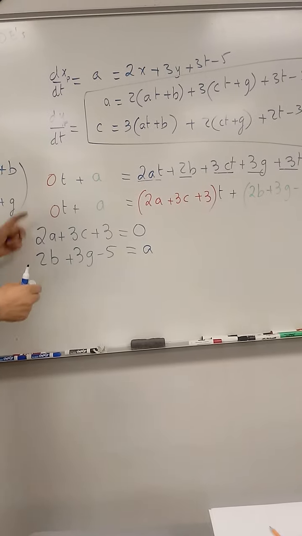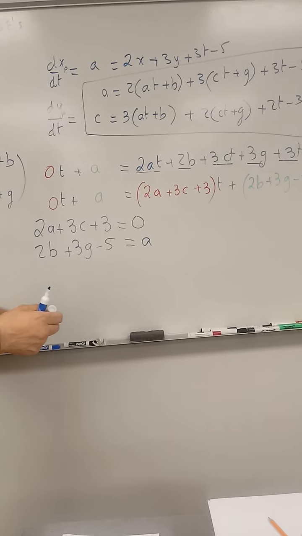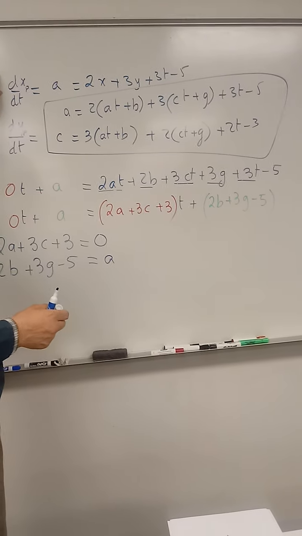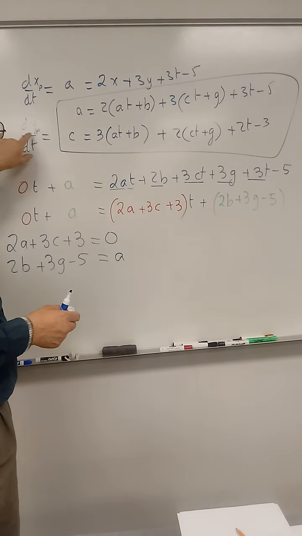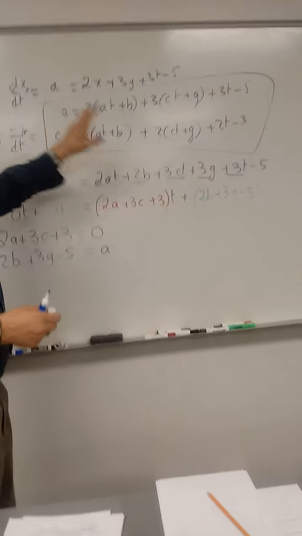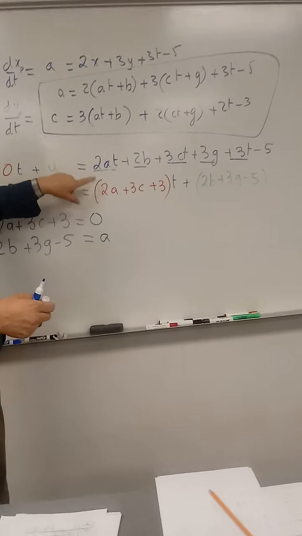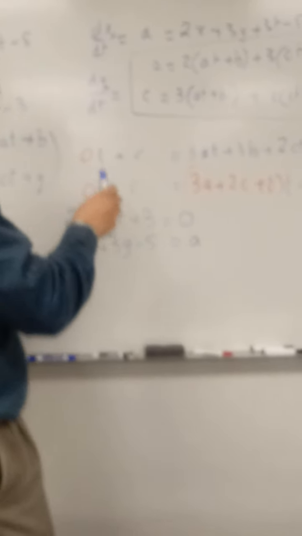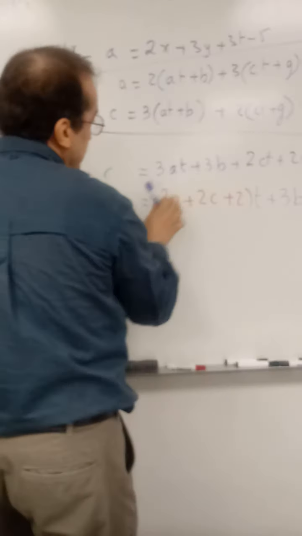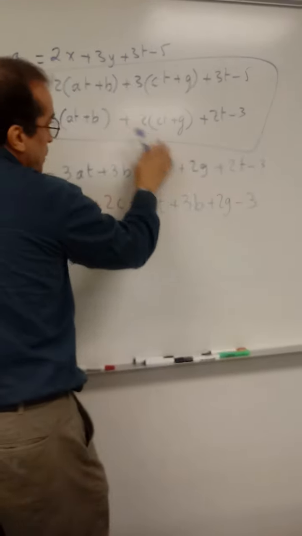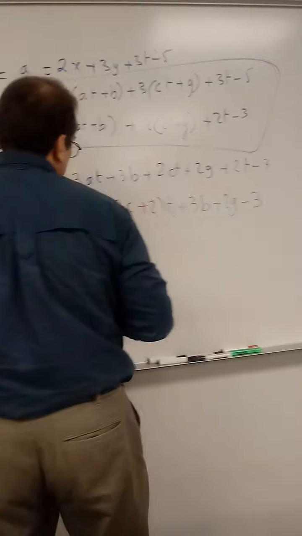So now I have two equations. I got both of those from the first equation, the dx/dt equation. I'm going to do the same thing to the dy/dt, which is this equation. So isolate the t, factor it out, and then I'll get back to the video. The second equation is c equals 3at plus 3b plus 2ct plus 2g plus 2t minus 3.